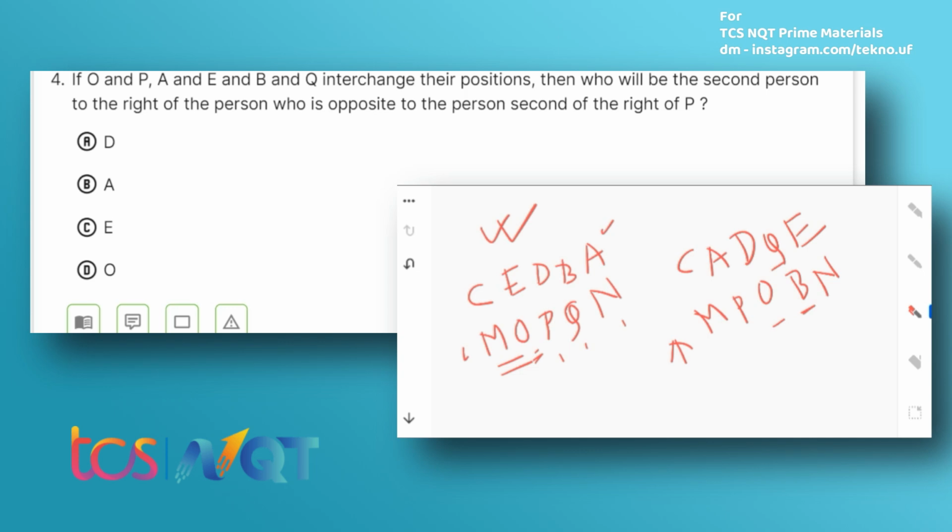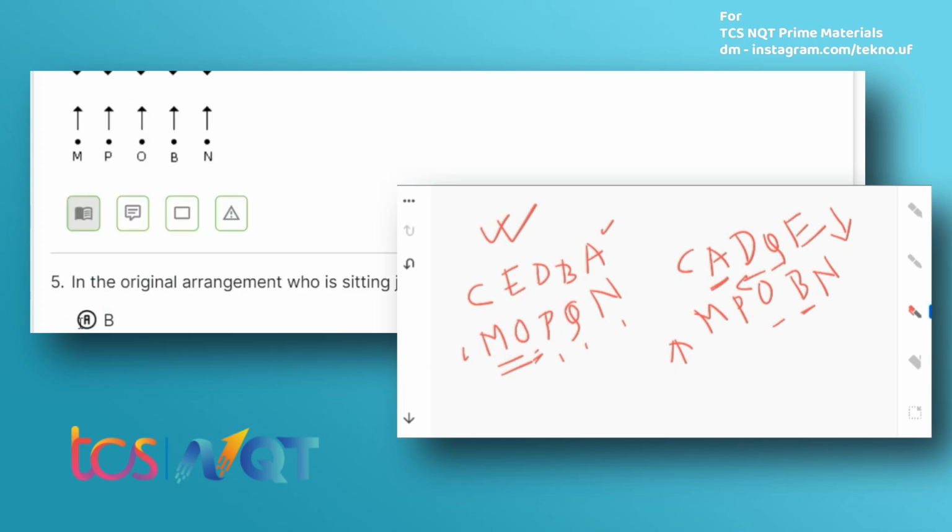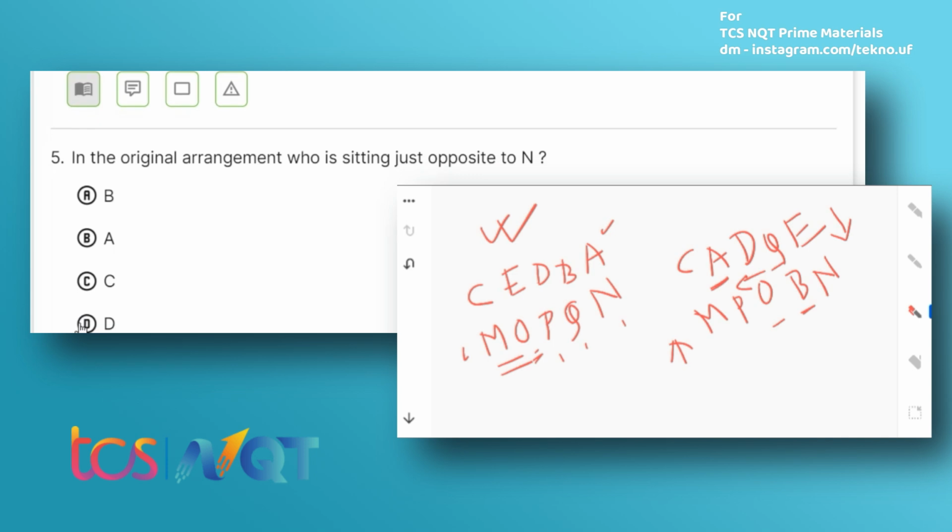Then second right person of Q is who? So Q is facing to the south. So Q's right side will be this side. So Q's second right will be A, right? So I hope you got it, right? So A will be the correct answer as expected. So I hope your answer is also the same.